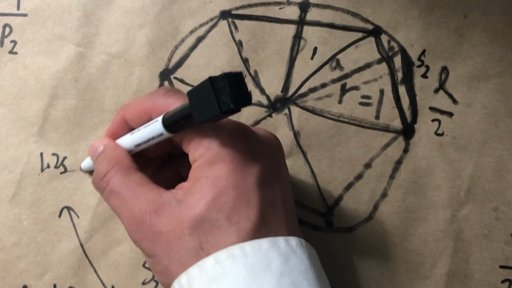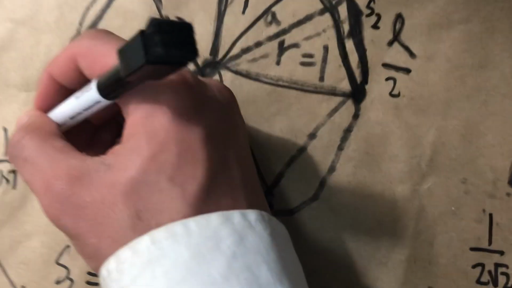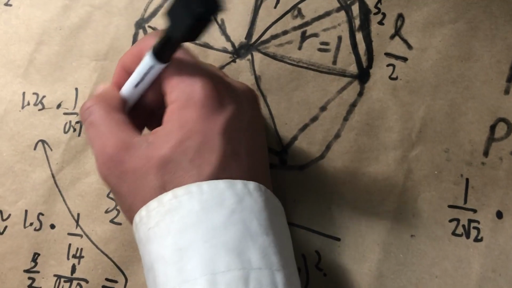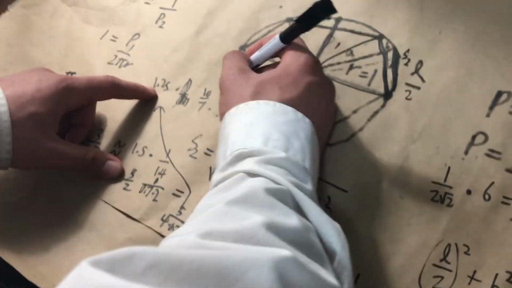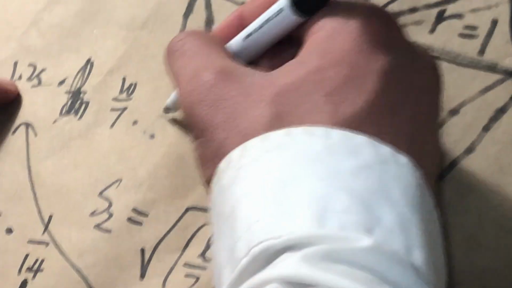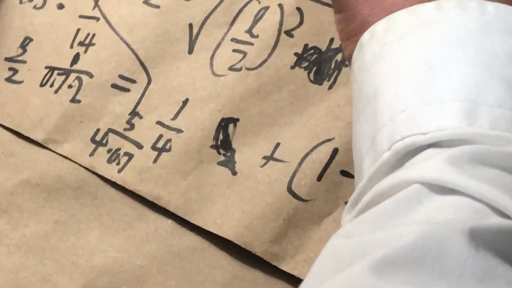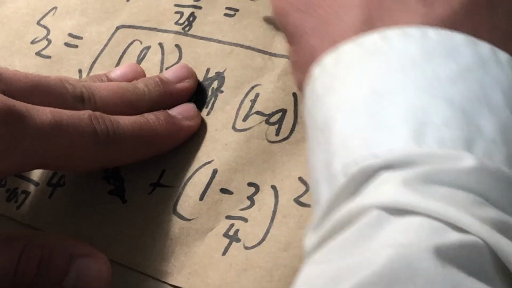And 5 over 4, this goes all the way to 1.25 times 1 over 0.7, which should be equal to 7 over 10, so you get 10 over 7. And we can just turn back into 5 over 4 now, actually, you know what? Yeah, okay. And that should give 50 over 28.